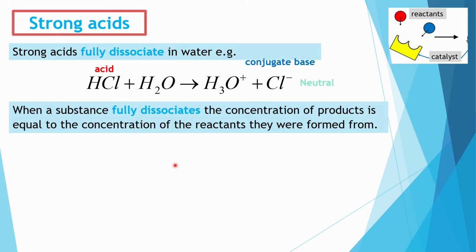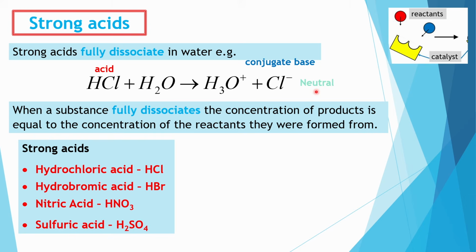When a substance fully dissociates, the concentration of its products is equal to the concentration of the reactant. So if I had 2 moles per litre of HCl, I would have 2 moles per litre of H3O plus and 2 moles per litre of Cl minus. What that means in essence is I can just assume that the concentration of hydronium ions is the same as the concentration of acid. I can also assume that there is a high concentration of ions, so it will conduct electricity really well.